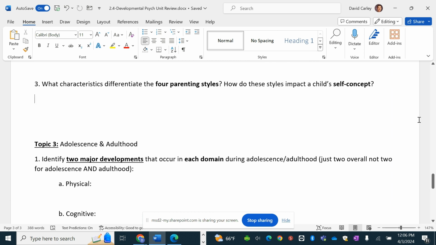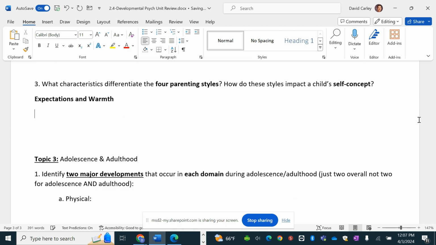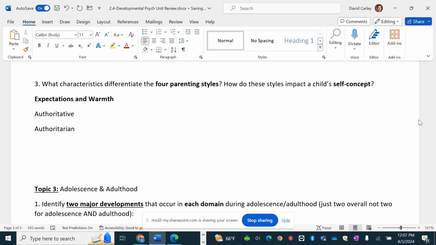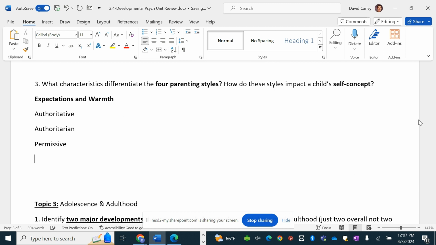Four parenting styles. Again, these are going to have an impact on a child's self-concept. They are all based off of expectations and warmth, as they call it. High expectations and high warmth would be authoritative. High expectations and low warmth would be authoritarian. Low expectations and high warmth would be your permissive example. And neither would be negligent or uninvolved, and generally possibly abusive in a way.